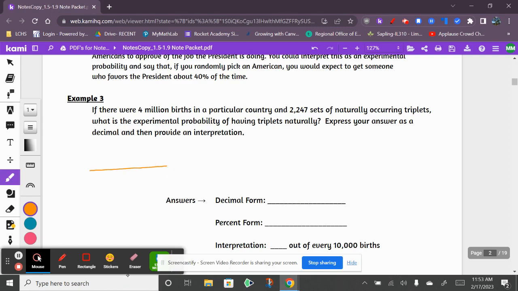4 million is going to be our total possible outcomes. Our number of births or pregnancies, we can even think of it, would be our 2,247. So we're just going to divide that, and we're going to round it to 6 decimal places. So this will be with 6 decimal places. So we get 0.000562.